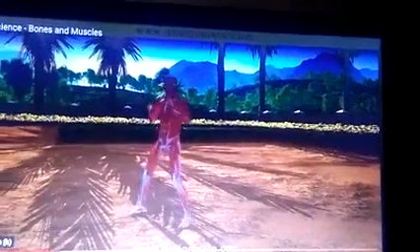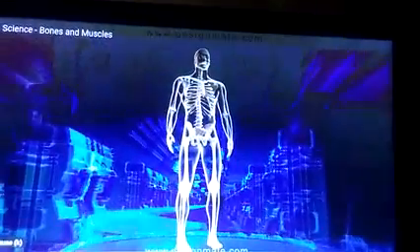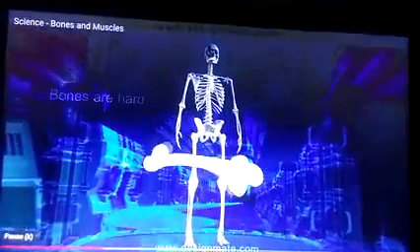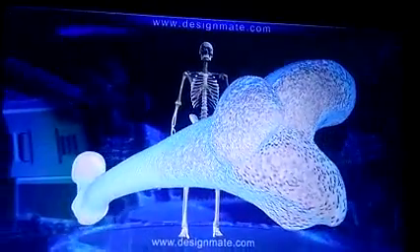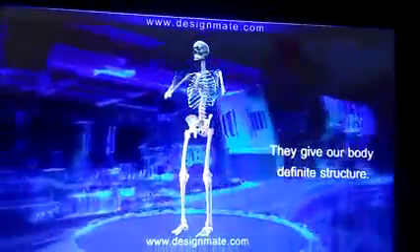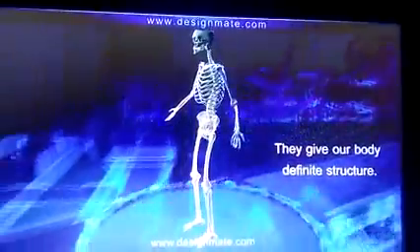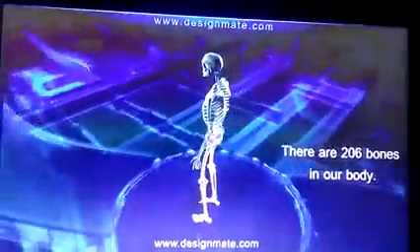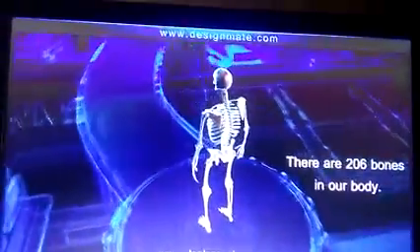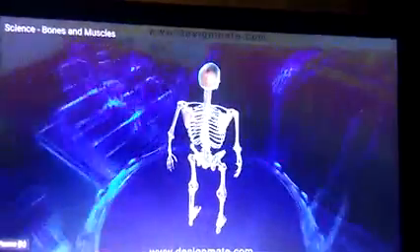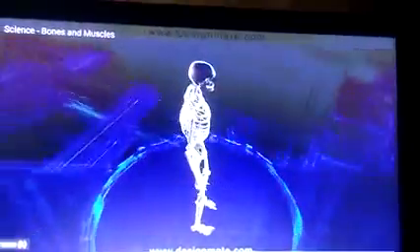See the muscles of that man. Muscles help for the movement of the bones and movement of the entire body. These brown colored parts are the muscles. The bones are covered by muscles. You can see the bones here. See, these are the bones. So bones give our body a definite structure and some rigidity. Bones are very, very strong.